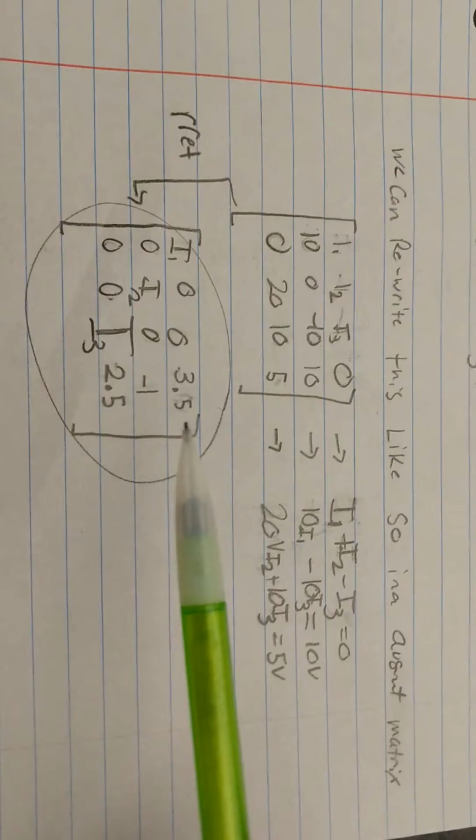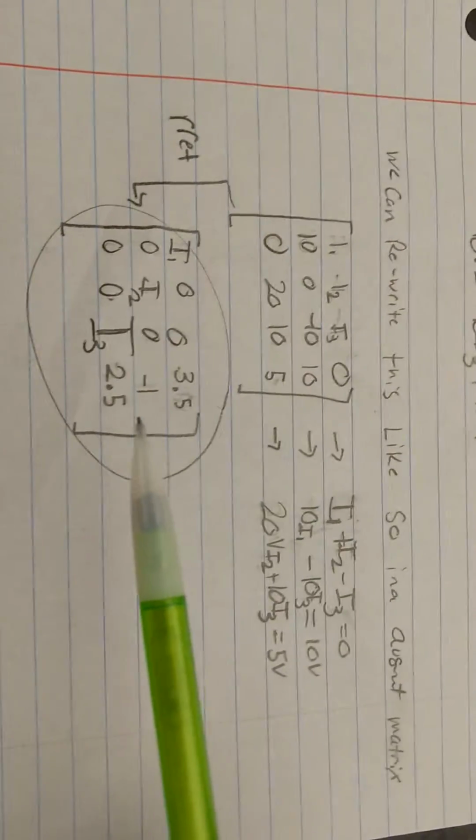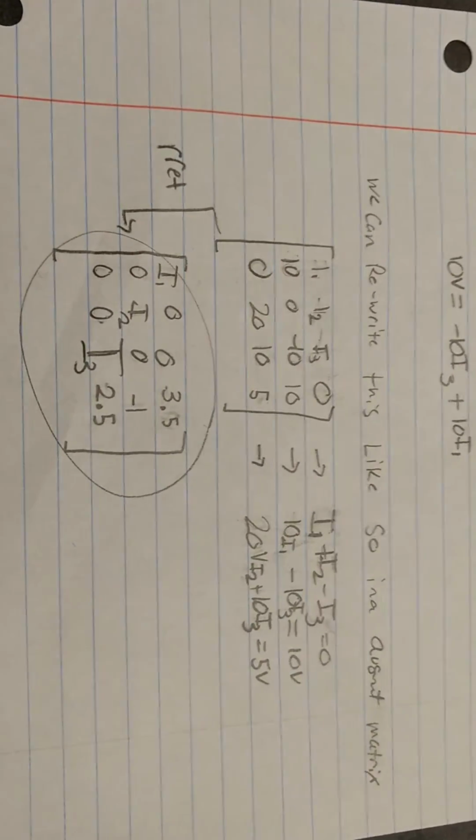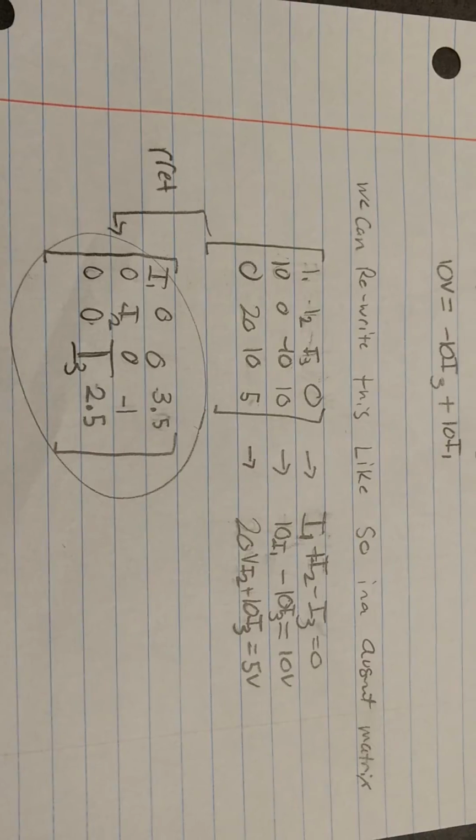So I1 is 3.5 amps, I2 is negative 1 amps, and I3 is 2.5 amps. That's pretty much it for the video, but that's just how linear algebra can be applied to circuit networks.